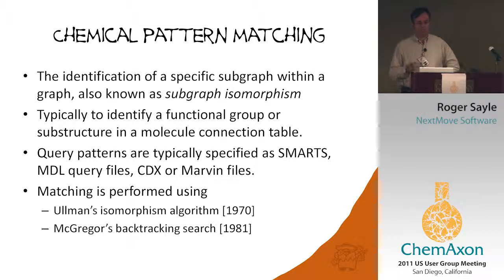Chemical pattern matching is one of these difficult, tricky technical problems of subgraph isomorphism. The job is to try and identify a subfeature of a molecule. Query patterns are typically specified as SMARTS, MDL query files, ChemDraw files, or Marvin queries. And algorithms to do this have traditionally fallen into two major classes: Ullmann's isomorphism algorithm or McGregor's backtracking search, which are essentially the two principal ways of tackling the problem.